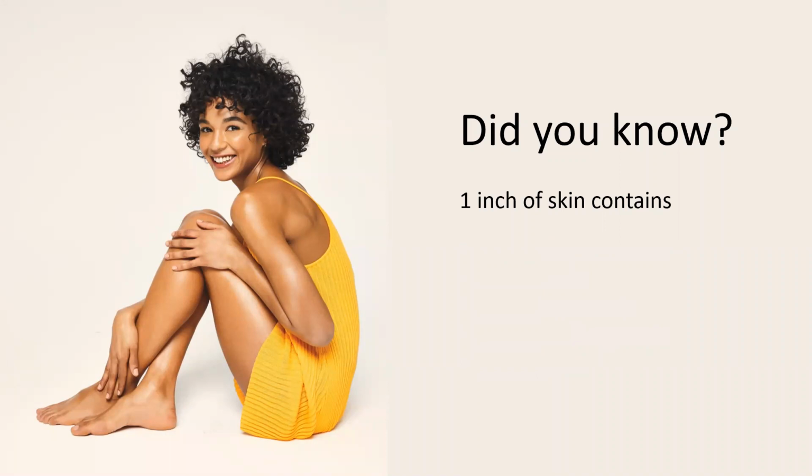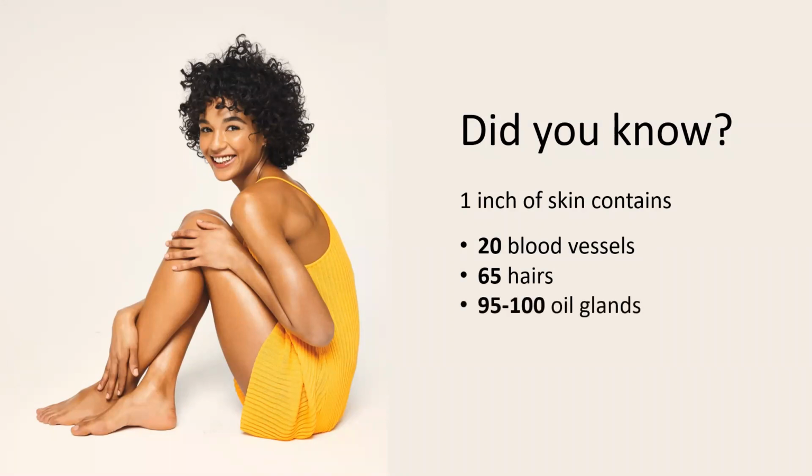Okay, are you ready for the answers? 1 inch of skin contains 20 blood vessels. Okay, that might be right in line with what you thought. 65 hairs. Wow, that's a lot of hairs for 1 inch. 95 to 100 oil glands. And some of us are like, wow, wondering why I'm oily, right?